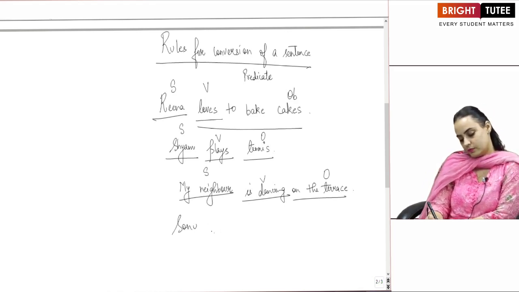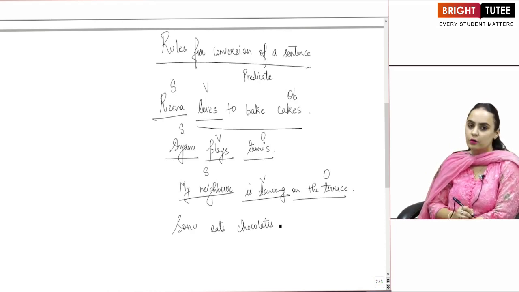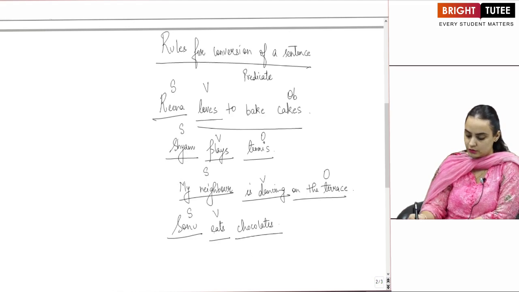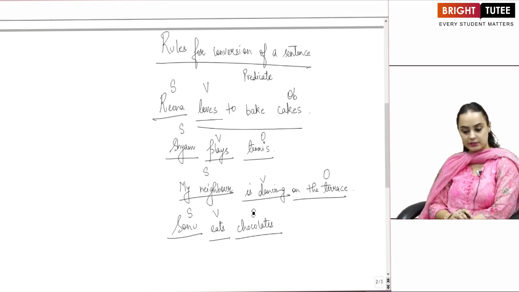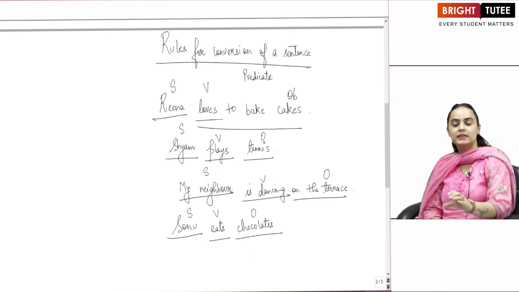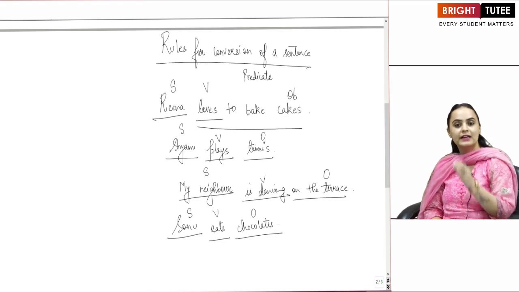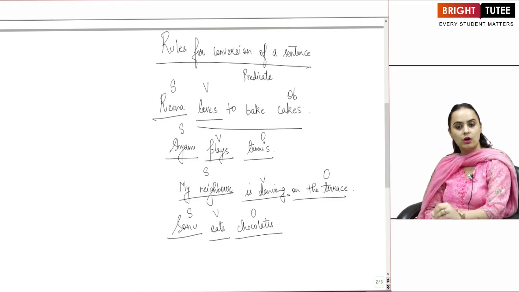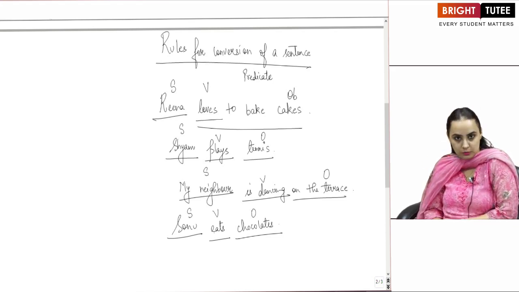Another example. Sonu eats chocolates. Who is my subject? What is my verb? Eats. And what is my object? Chocolates. So, a sentence is always divided into three parts. A subject, a verb and an object.